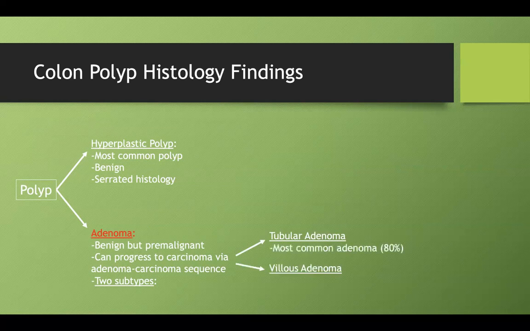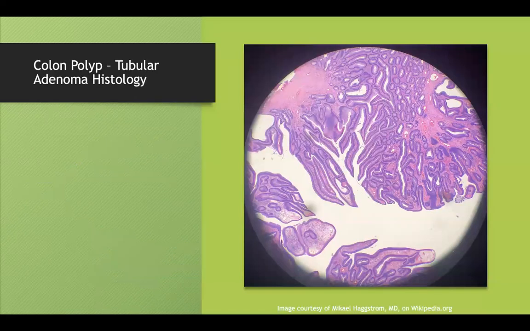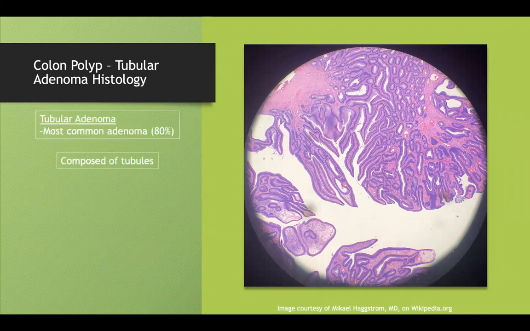So tubular adenomas are the most common type of adenoma, and I'll have a picture of it here, which actually shows both subtypes, to be honest with you. So it's our most common type, and as the name suggests, it's composed of tubules. So in this region here, you can see all these little tubes, all these little circular structures. These are tubules. So that's actually a tubular adenoma.